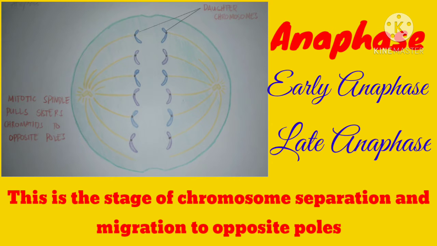Late anaphase. The chromosomes form two distinct groups at each pole. Each chromosome finds its way into each daughter cell, giving each cell an identical complement of chromosomes.